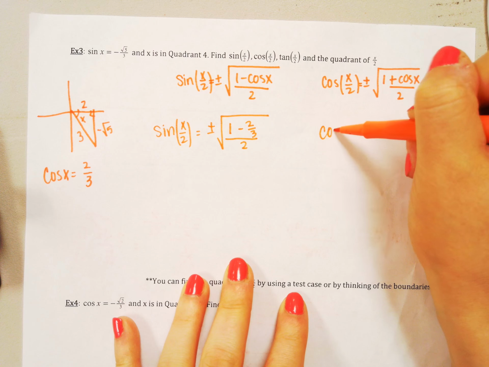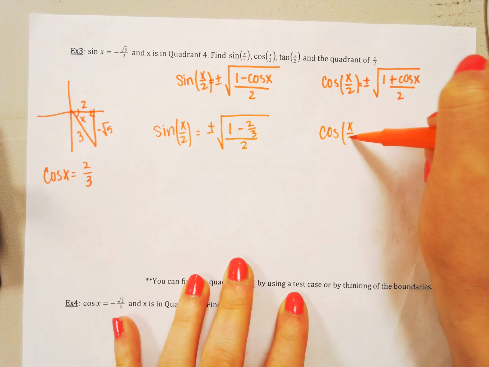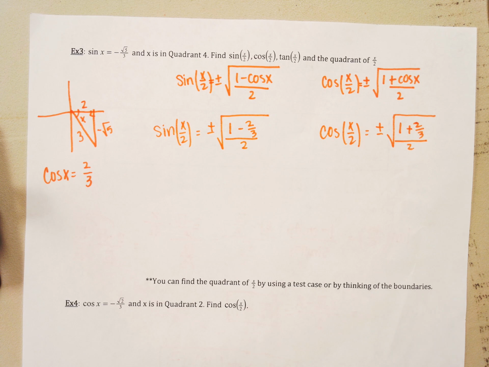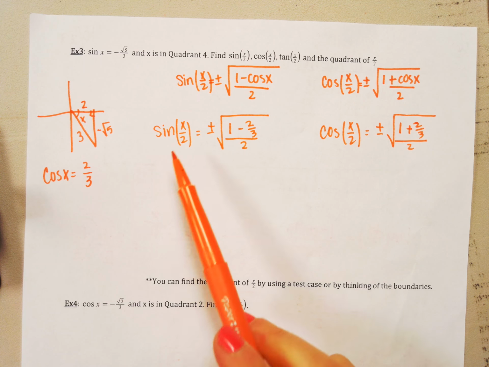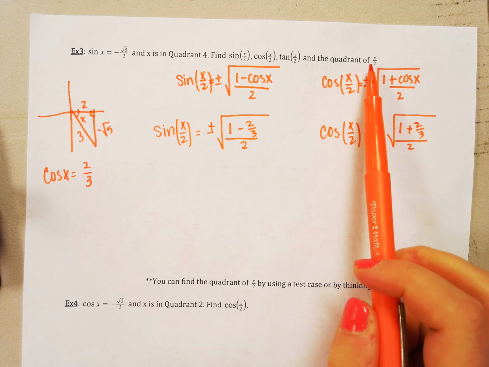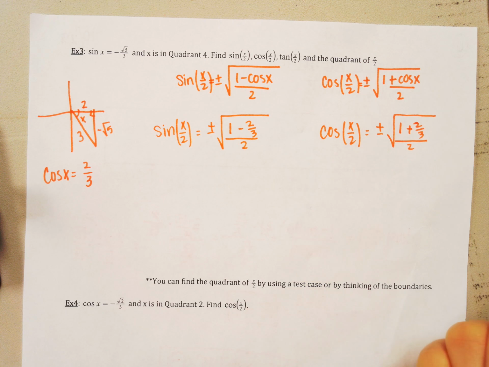And that would be here, cosine of x over 2 equals plus or minus the square root of (1 plus 2/3) over 2. Okay, so now you might be thinking, well, crap. Now I have x, I know that x is in quadrant 4, but I don't know anything about x over 2. In fact, we're trying to find that. We're trying to figure out what x over 2 is.